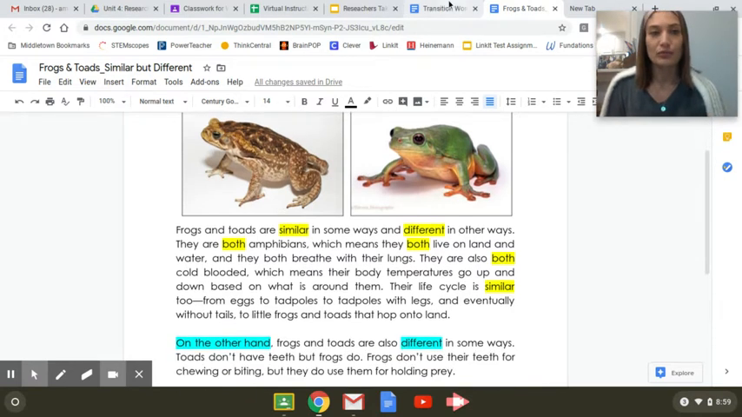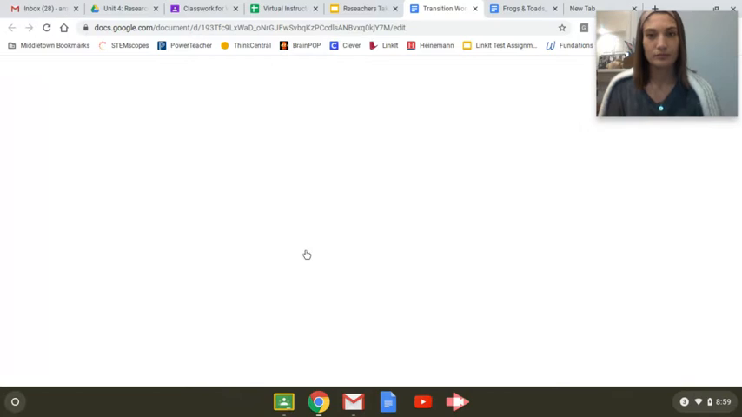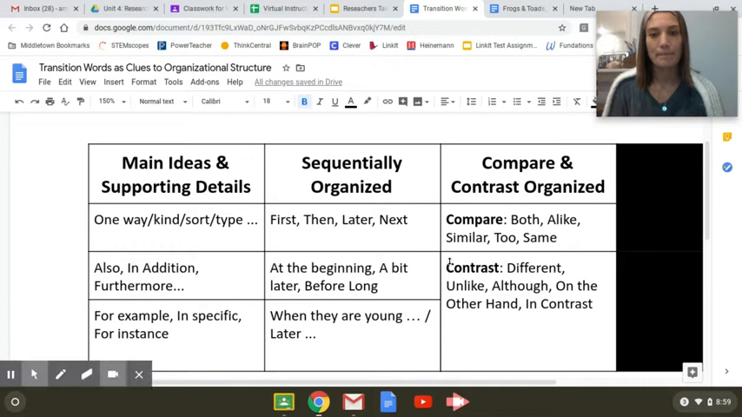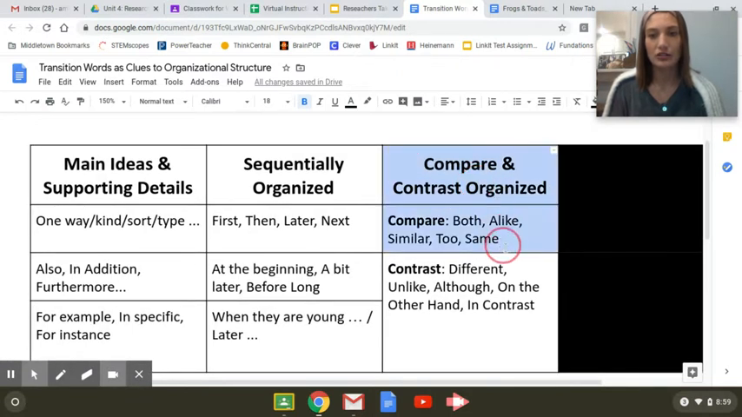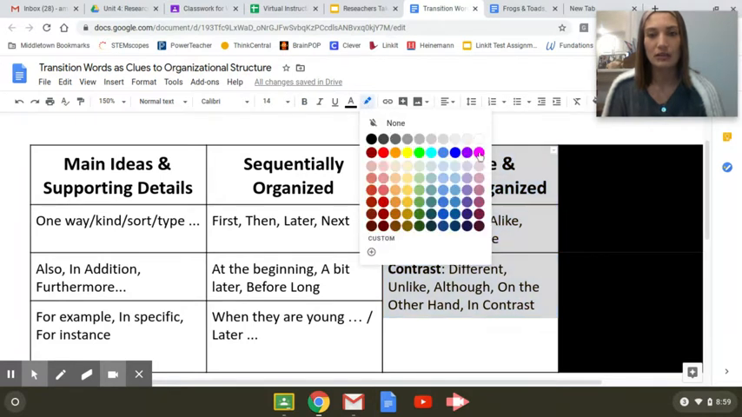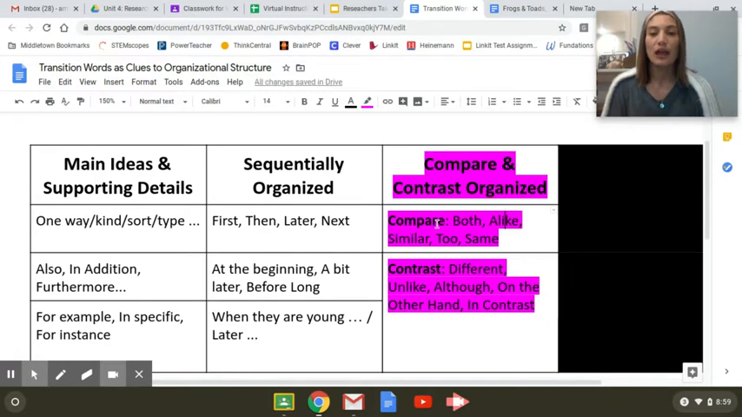So let's go over some of those words just to review. So let's look at this column, compare and contrast, organized text structure, and the words we need to look for. If we're comparing or talking about how they're similar, usually some keywords are both, alike, similar to, same. If we're contrasting or talking about how they're different: different, unlike, although, on the other hand, in contrast. We'll go back and visit these other keywords in a little.